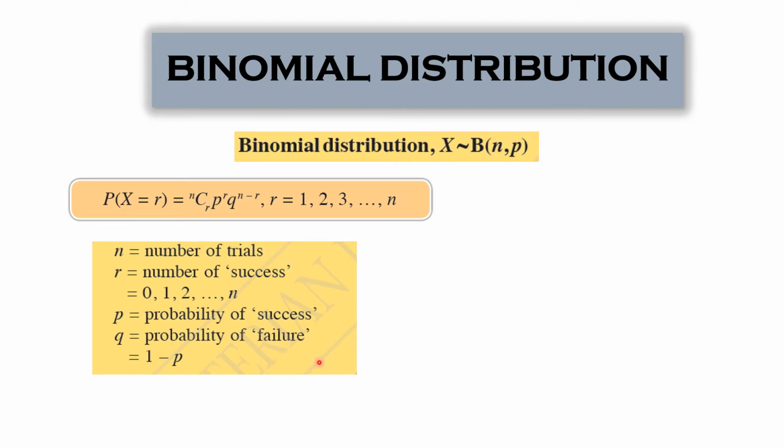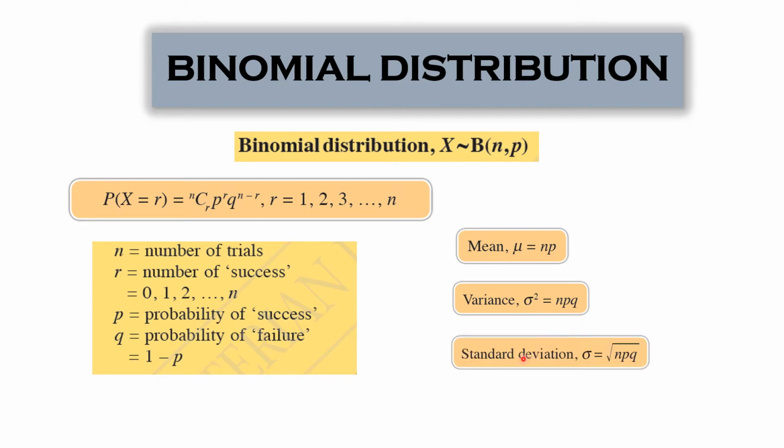Other than that, we have also learned that the mean is equal to n multiplied with p, and variance is n times p times q, and the standard deviation is the square root of npq. So now let us look at how we can apply all these formulas into problem solving.